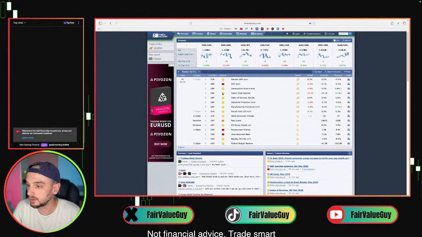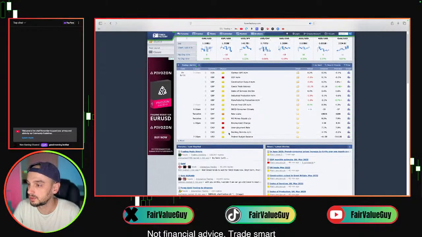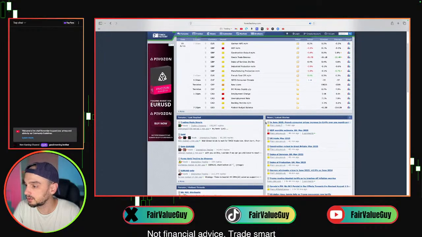What else can we see? A lot of yellow folders for GBP as well at 7 o'clock, but we also already saw the impact. In Canada we're going to have employment change and employment rates. Nothing for the dollar except the federal budget balance, which is yellow. And here you can see the latest news as well, because sometimes there is a tweet or something that has a big impact on the market. You can see why we had this impact.